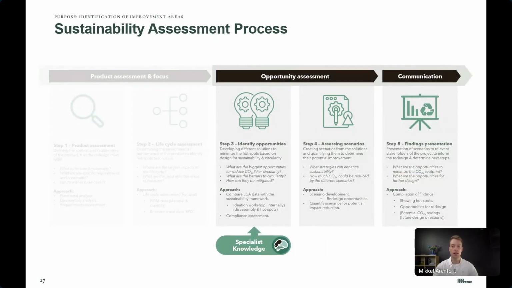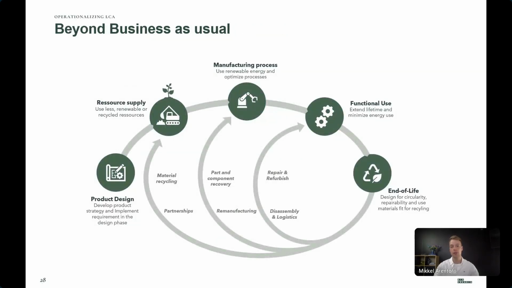Once we know the hotspots, we can identify even more improvement scenarios. If you saw the last webinar on sustainability in product development, you may remember this figure, which is an adaptation of the butterfly diagram by the Ellen MacArthur Foundation. It shows the product lifecycle we saw in the beginning with all the lifecycle stages. It also shows the circularity approaches such as repair, remanufacturing, and recycling.